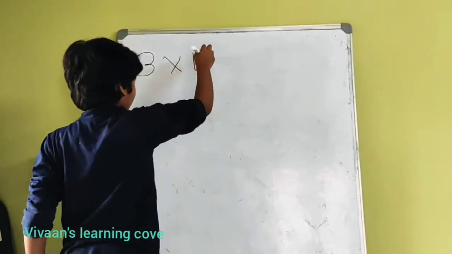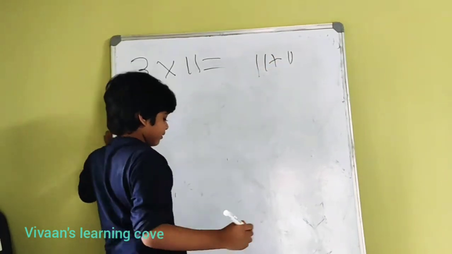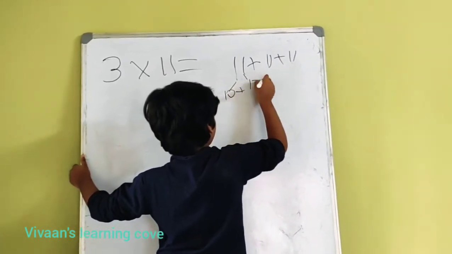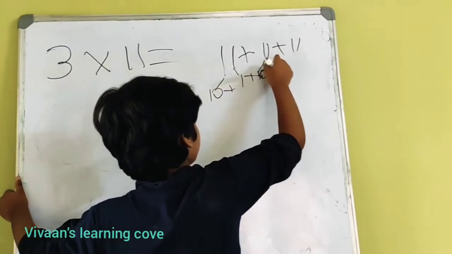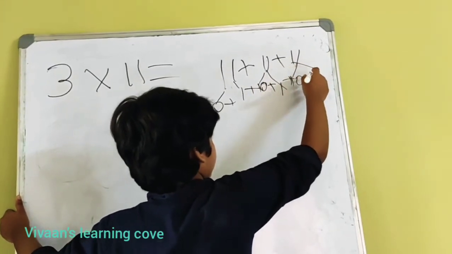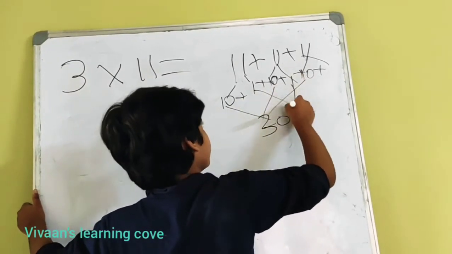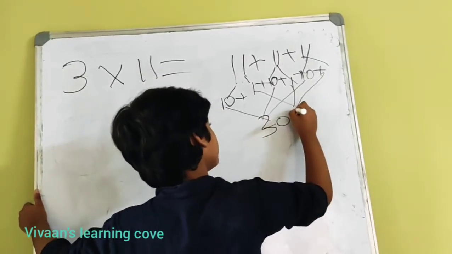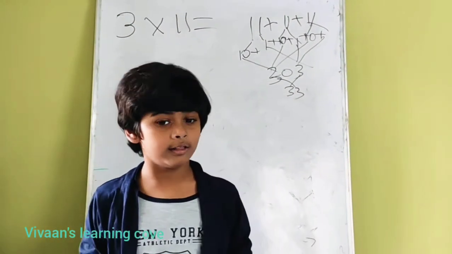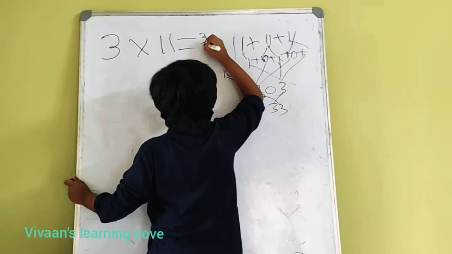3 times 11 equal to, see, 11 plus 11 plus 11, 10 plus 1 plus 10 plus 1 plus 10 plus 1. See, 10 plus 10 plus 10 equal to 30. 1 plus 1 plus 1, that equals to 3. So 30 plus 3 equal to 33. So there are 33 pebbles. 3 times 11 equal to 33.